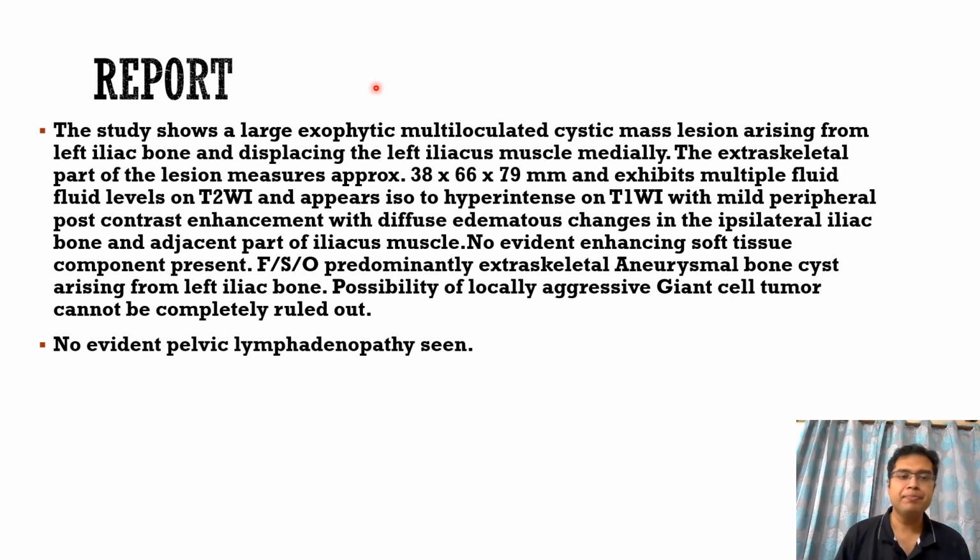There was mild peripheral post-contrast enhancement with diffuse edematous changes in the ipsilateral iliac bone as well as the adjacent part of the iliacus muscle. There was no evident enhancing soft tissue component in the lesion. This is very important because this helped us differentiate it from a giant cell tumor. So this finding was suggestive of a predominantly extraskeletal aneurysmal bone cyst arising from the left iliac bone, but the possibility of a locally aggressive giant cell tumor could not be completely ruled out. There was no evident pelvic lymphadenopathy.